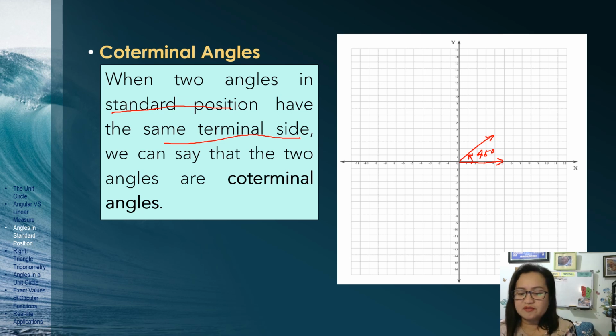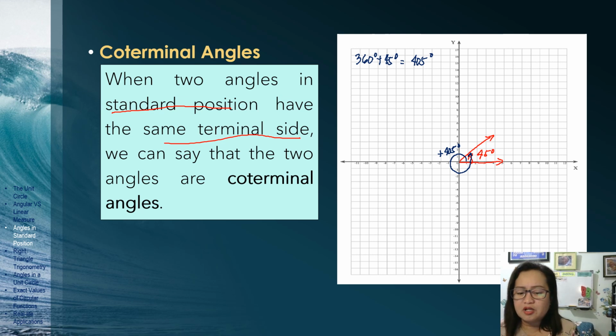For the positive angle, we shall rotate from the initial side. One full rotation is 360 plus another 45. So that means we will have 360 degrees plus 45 degrees. That would be 405 degrees. So an angle measuring 405 degrees is coterminal to 45 degrees. That's the smallest positive angle.